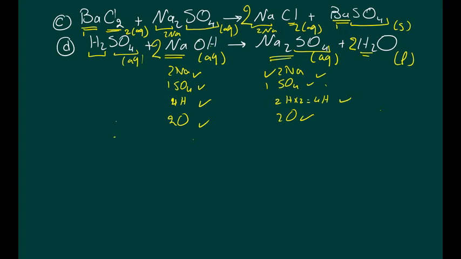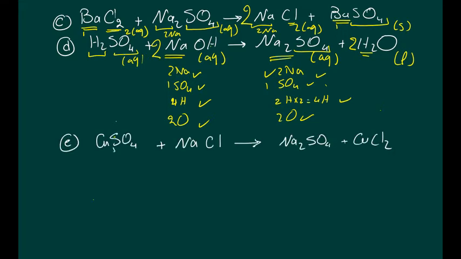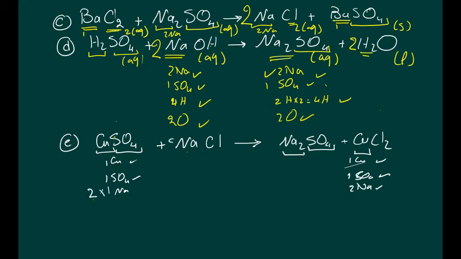In this equation, look at copper, 1 atom and 1 atom, so it's balanced. Sulfate, 1 and 1. Sodium, 2 and 1. So we need to multiply this side by 2 to make it 2 sodium atoms. When you make these 2 sodium atoms, Cl now is 2, and on the other side I have 2 Cl. So the equation is now balanced.